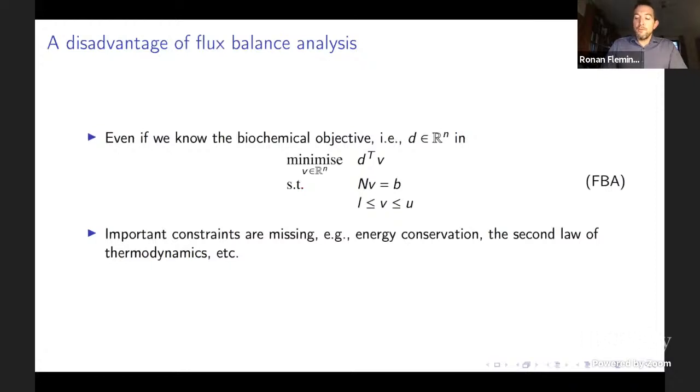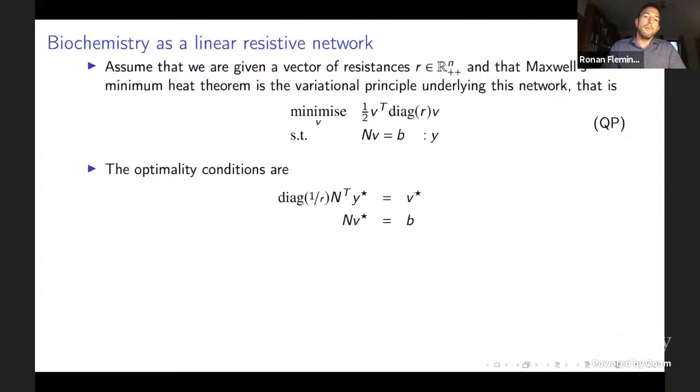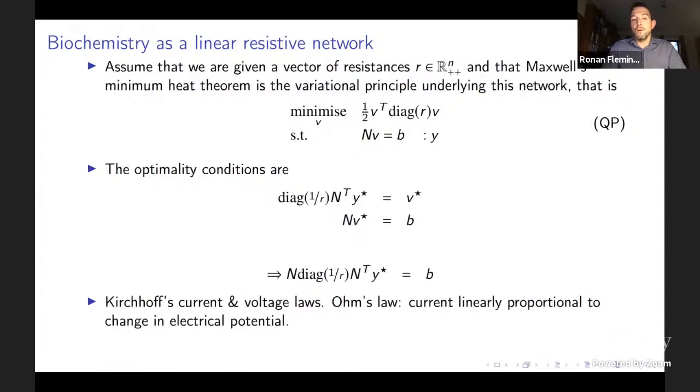Moving on now to other types of applications. Another disadvantage of flux balance analysis is that important constraints are missing. This linear optimization model doesn't include all the constraints we know are important, and so this has motivated efforts by people to try and incorporate further constraints. For example, if you consider a biochemical network as a linear resistive network where you're given a set of resistances, you can set up a quadratic optimization problem, and the optimality conditions to that, when combined together, will satisfy Kirchhoff's current and voltage laws, which are equivalent to energy conservation and mass conservation in this case. And then Ohm's law relates the change in potential to the rate of the reaction.